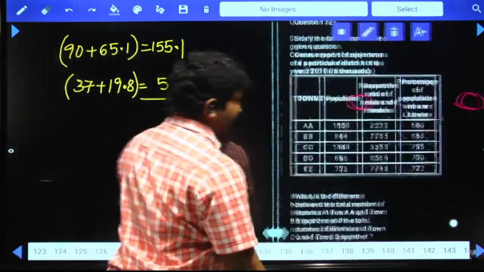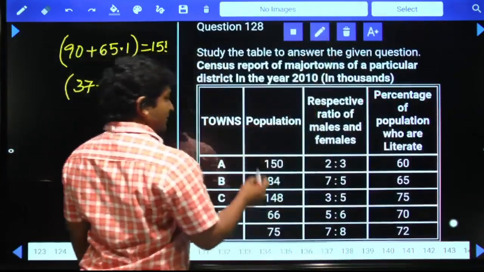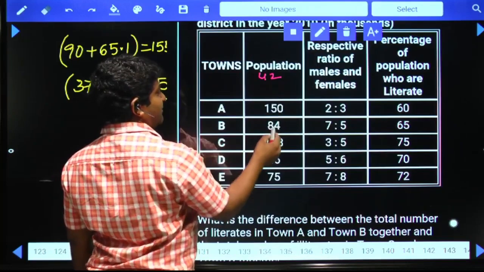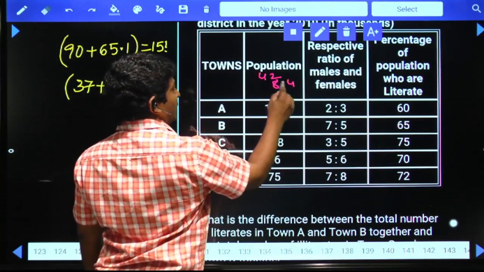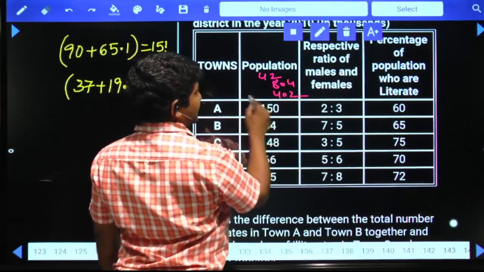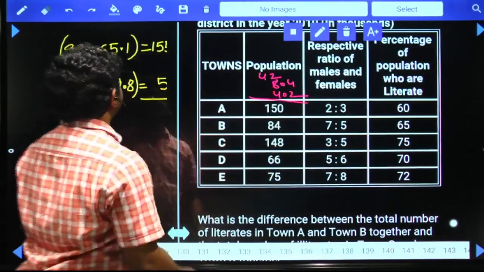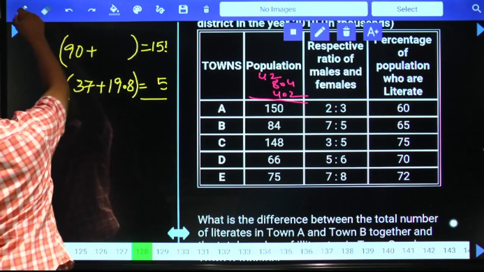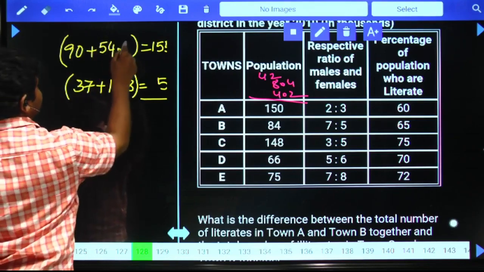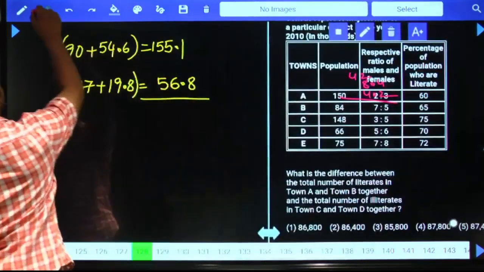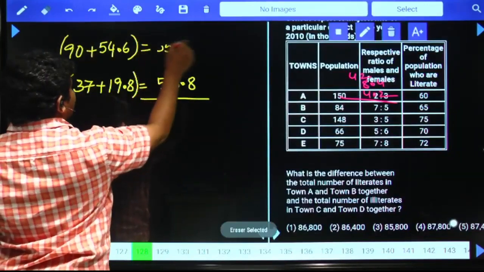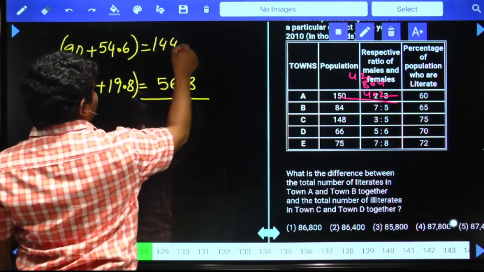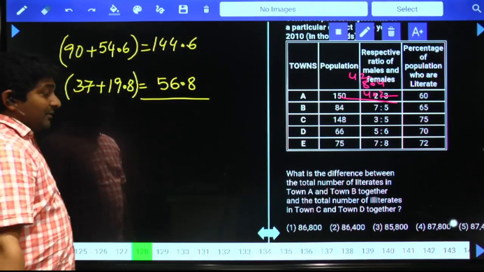Here also I think we are mistaken. 65%. 50% plus 10% plus 5% we said. 50% is 42. 10% is 8.4. 5% is 4.2. Hence this is equal to 54.6. Yes, simplification. 54.6. Sorry. This is equal to 144.6. This is what you need to calculate.